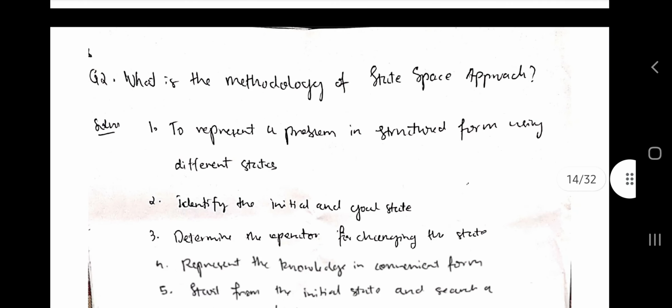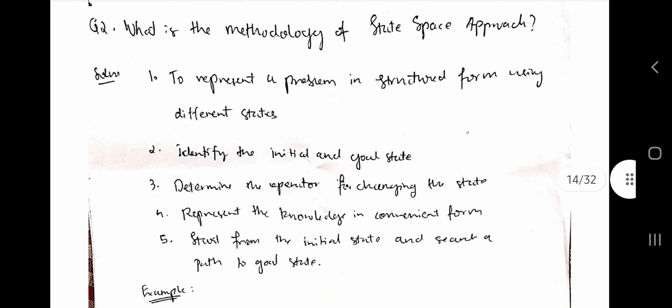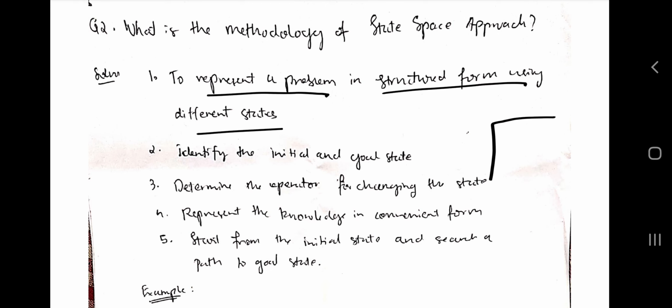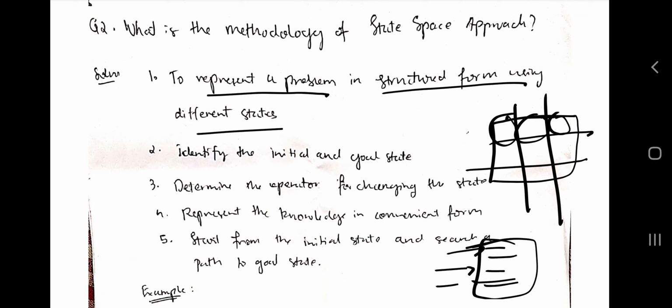Moving on, we have the second question. What is the methodology of the state space approach? Now we will be discussing in depth the method followed, and the rules and regulations followed when we solve any question using state space search. So basically, first you have to represent the problem in a structured form using different states. Whenever there is a problem, you have to divide it into smaller parts, take up each part and represent it using a structured form. When you represent it in a structured form, it will be clearly visible what the problem actually is and what you have to do.